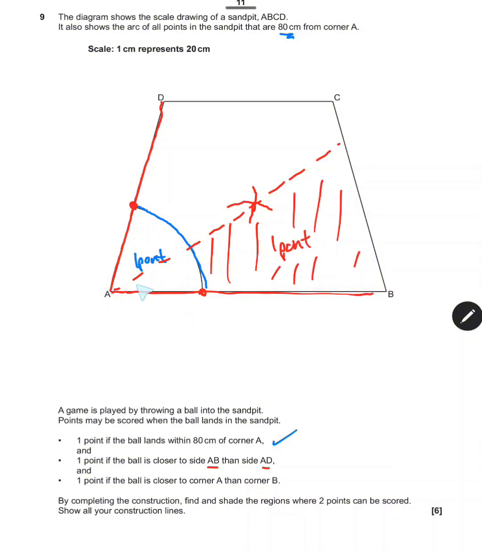If you're in this part here, you now get 2 points because you're closer to AB than AD, but also within this first arc. So I'll just jot that in as well. You also get 1 point if the ball is closer to A than B. So there's A, there's B. Closer to A than B means cut that line in half.